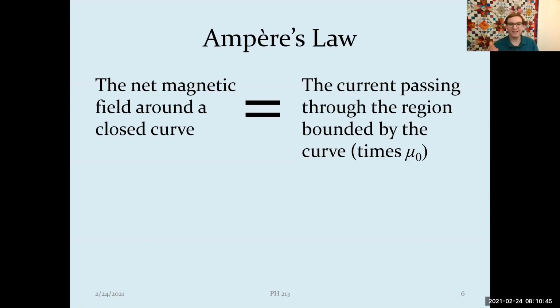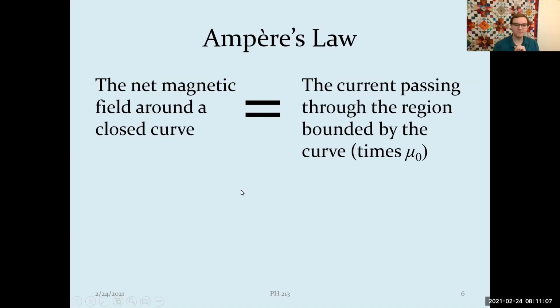You can kind of see why it's an analog. If you remember back to when we did Gauss's law, it said the net electric flux through a closed surface is related to the charge enclosed. So now we just have magnetic field and we've got current instead of charge, and you'll notice that it's a curve and not a surface. And if you're not quite sure what that means, I've got a picture for you.